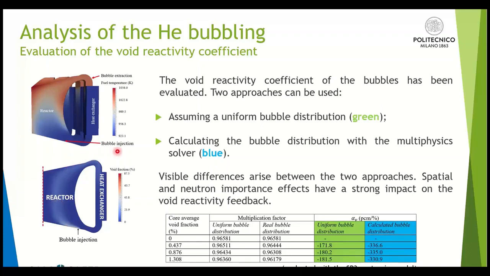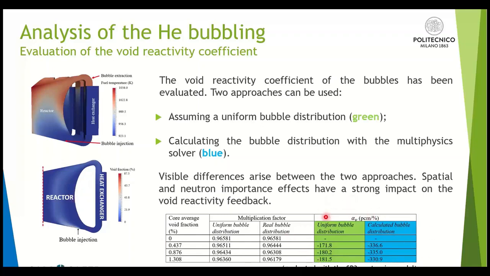What has been found thanks to this multiphysics approach is that we cannot really consider the bubble distribution as uniform, especially if we consider just one injection point, because actually the bubbles have a proper distribution, and especially they tend to be collected in the center of the core, where the importance of the feedback is higher with respect to the periphery of the core.